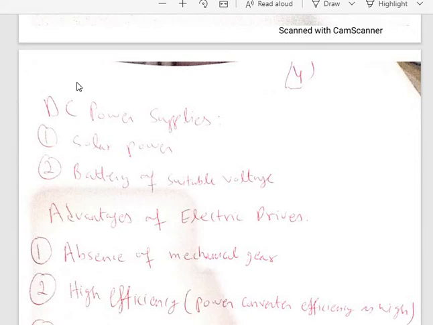Now, the very first advantage of electric drives is the absence of the mechanical gear. Previously, electric drives had the majority of their applications in the industrial area, but with the invention of electric cars, they got very much attention for the applications in these electric cars. And why? Let me tell you.